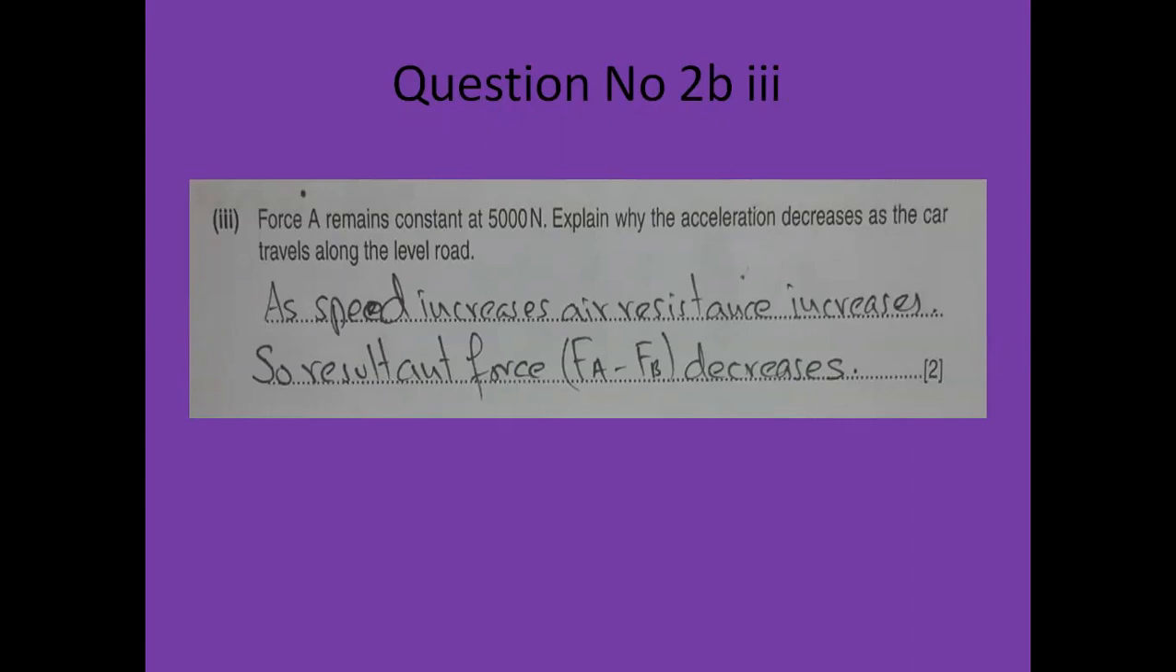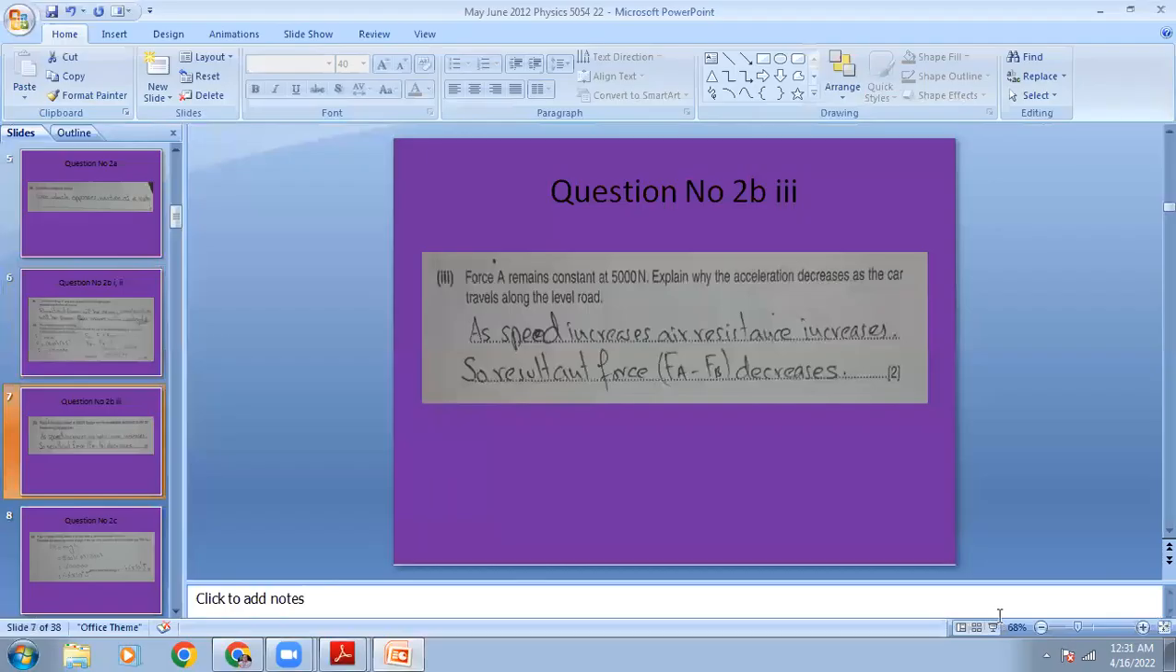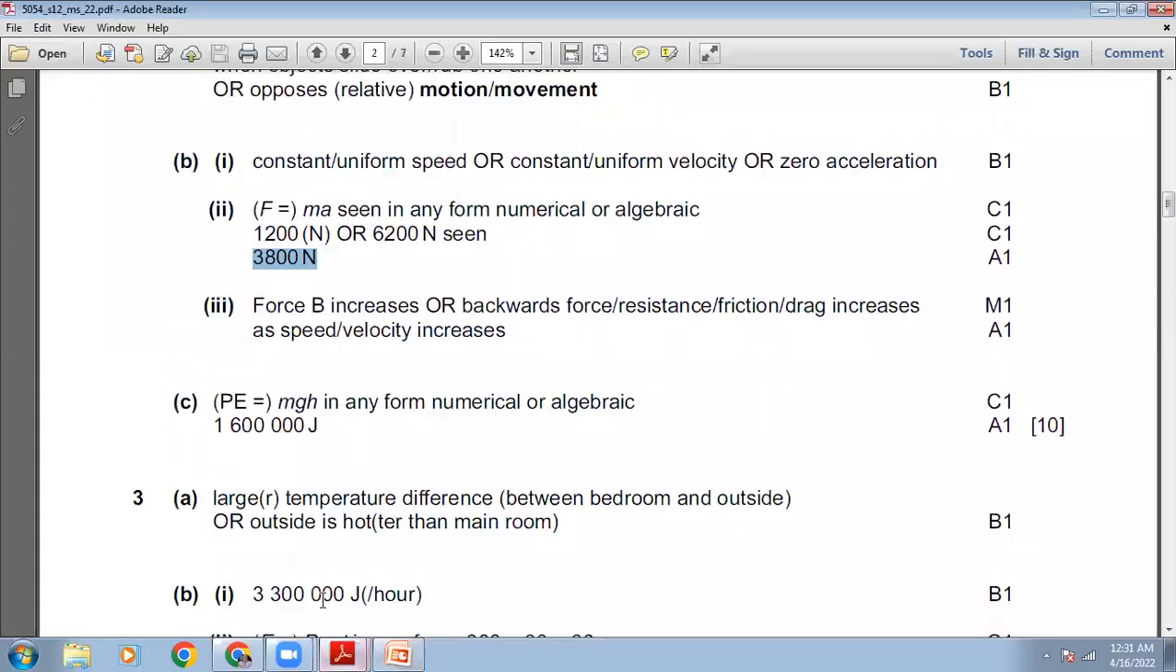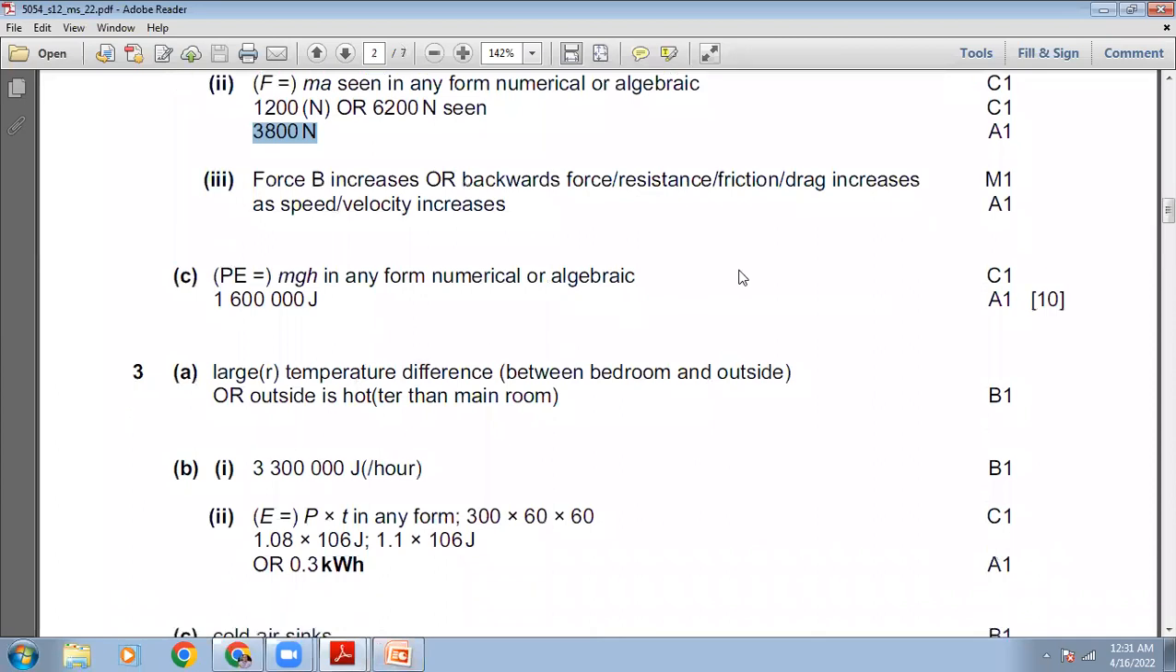As speed increases, air resistance increases. So resultant force, Fa minus Fb, decreases. So the acceleration will decrease. So the answer is showing up. Force B, or backward force, resistance, friction, drag, increases as speed and velocity increase.